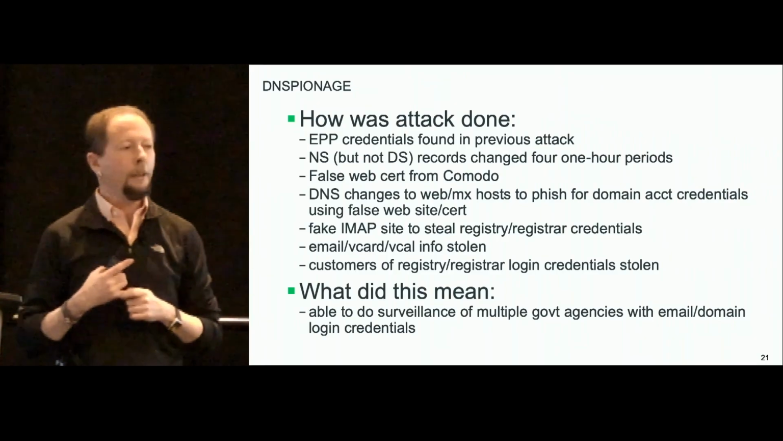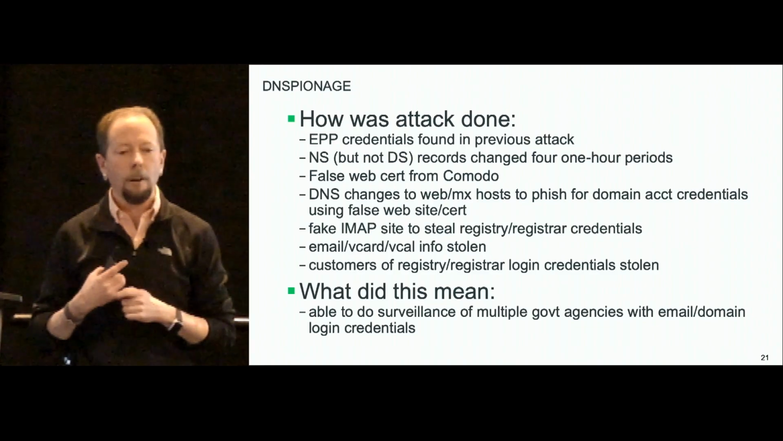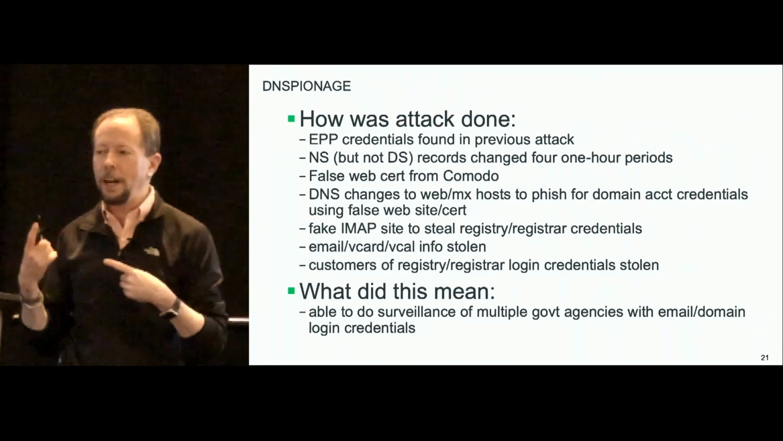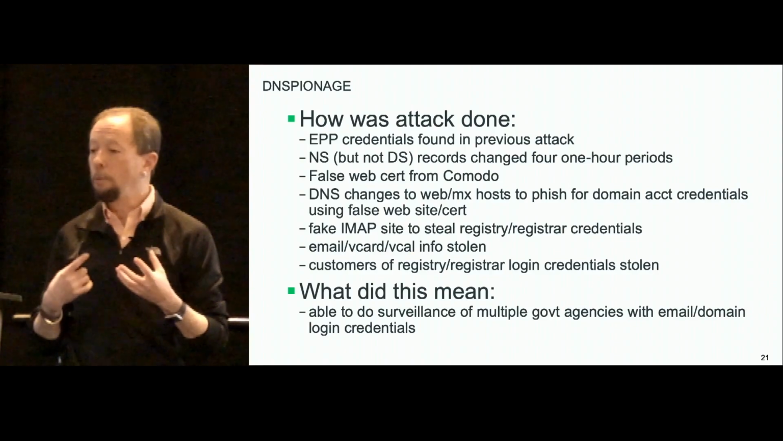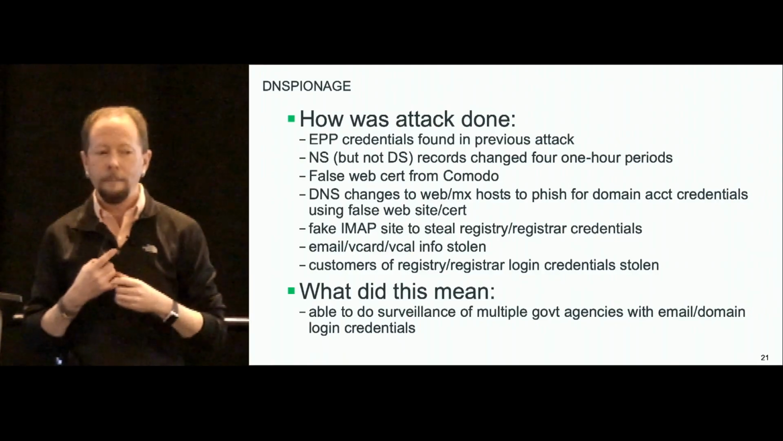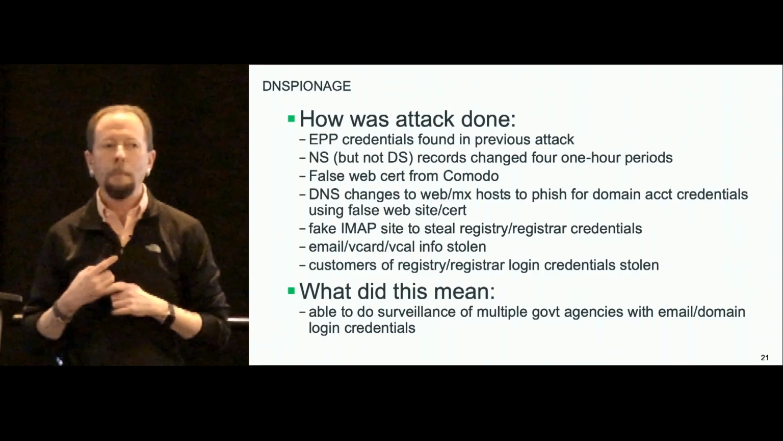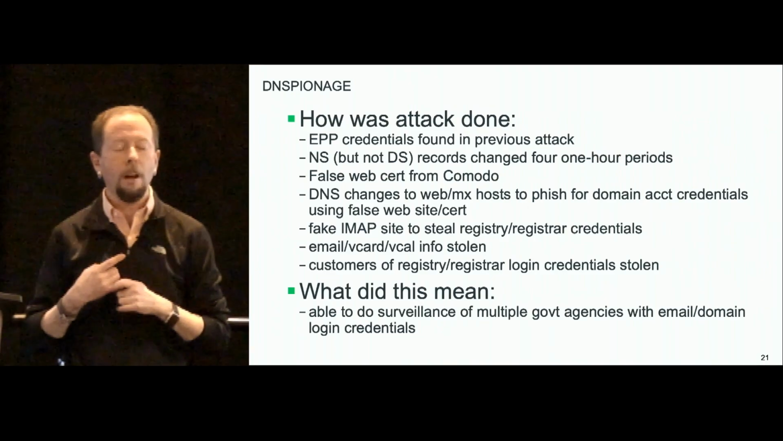And interestingly enough, what they were doing was they were trying to fly under the radar. So this was happening over December and January when most of the world was on holiday. And that was apparently a very deliberate choice. And they would change the NS for an hour at a time and then change it back.